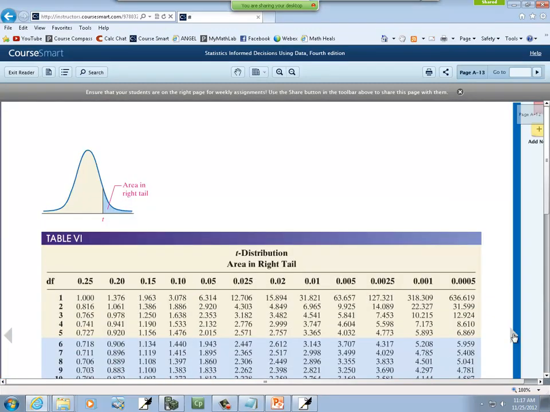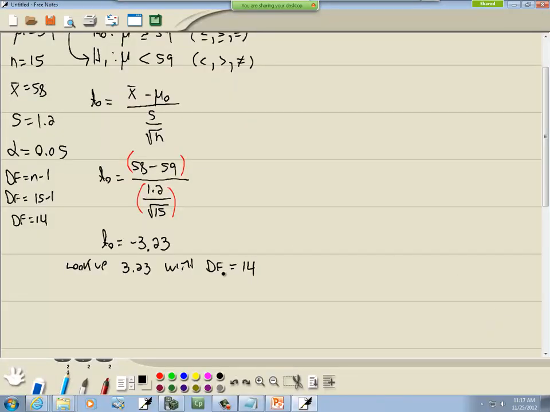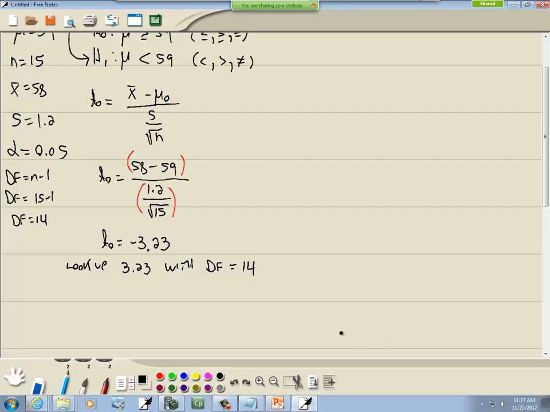Good. Here's the t-distribution. We're looking in the row that has degree of freedom of 14, going all the way across, and we're looking for 3.23. Now, the odds of you actually finding this number are very, very low.